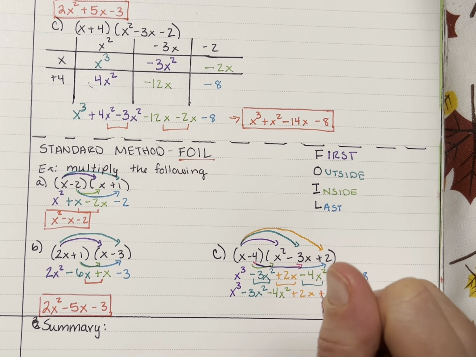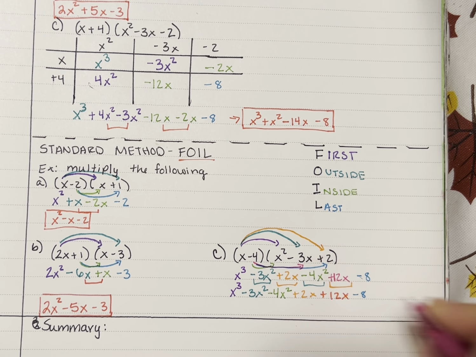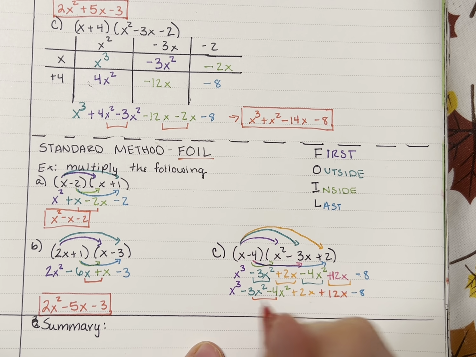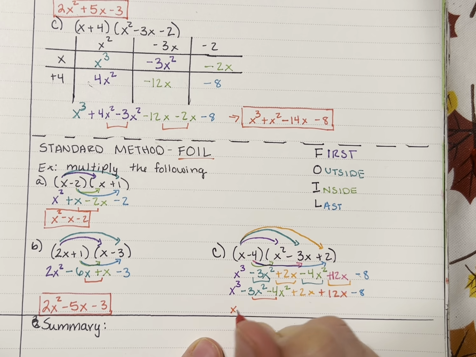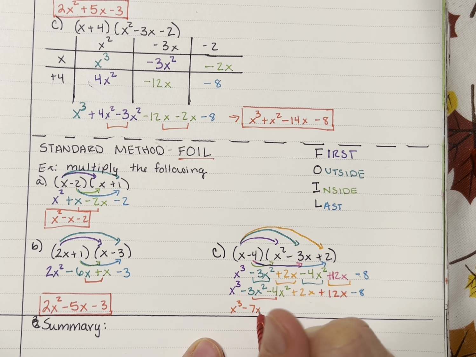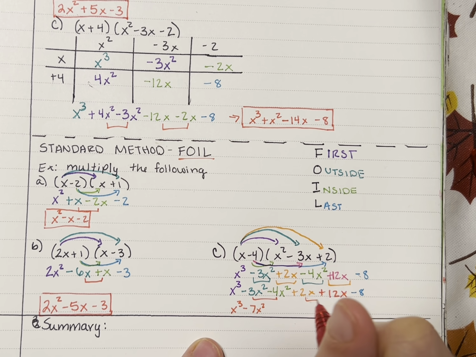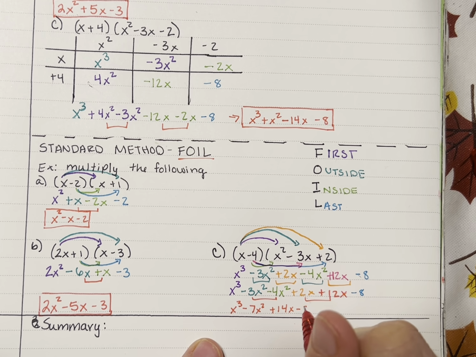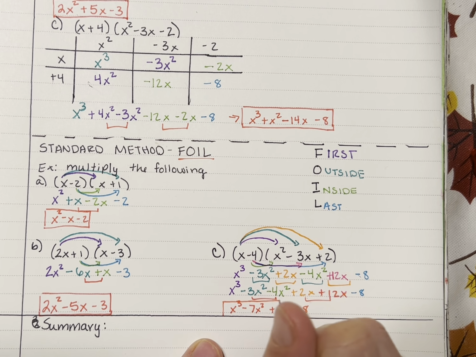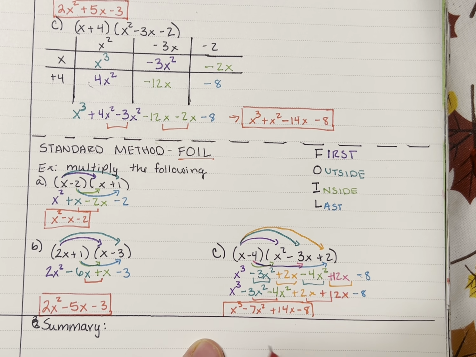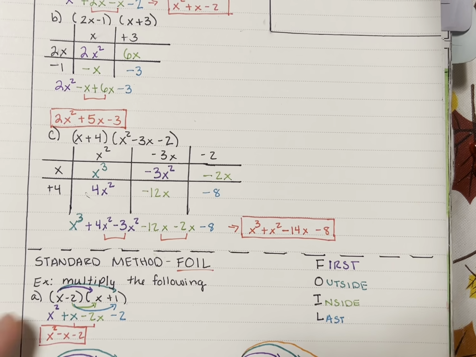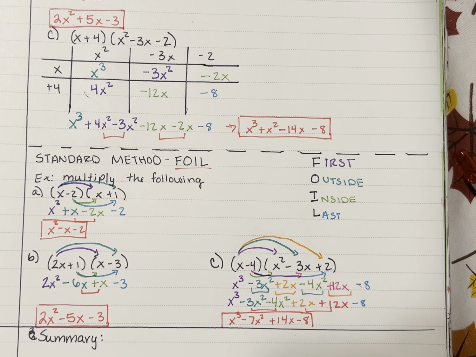We'll actually write it in the same color so there's no confusion. So now combining like terms, negative 3x squared minus 4x squared is going to be negative 7x squared. 2x plus 12x is 14x. And then finally that minus 8. So your answer is going to be x cubed minus 7x squared plus 14x minus 8. All right, so this is, again, 2 different methods for doing the same thing. Choose your poison, and we'll discuss as a class which one we want to kind of model going forward.